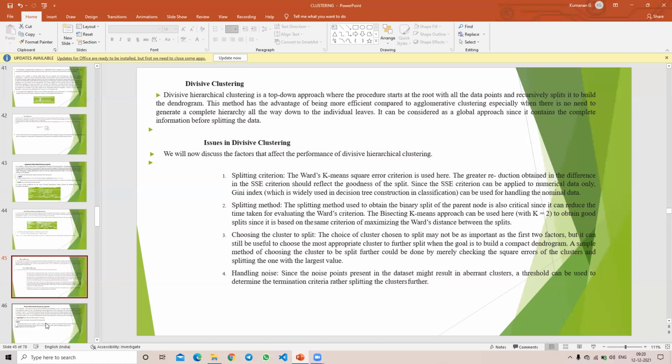Handling noise. Since the noise points present in the dataset might result in aberrant clusters, a threshold can be used to determine the termination criterion rather than splitting the clusters further. These are the factors affecting the performance of divisive clustering.